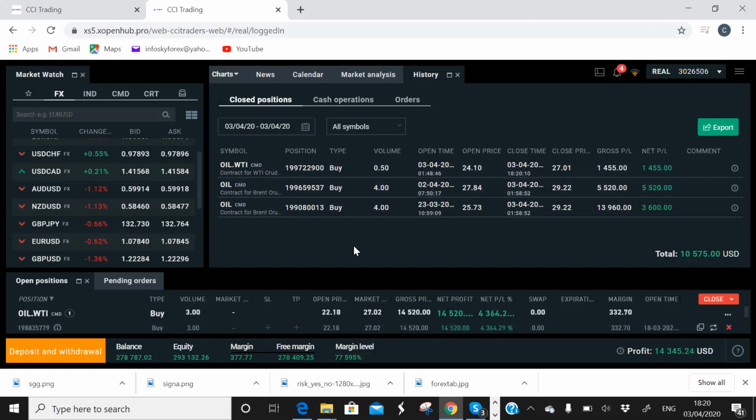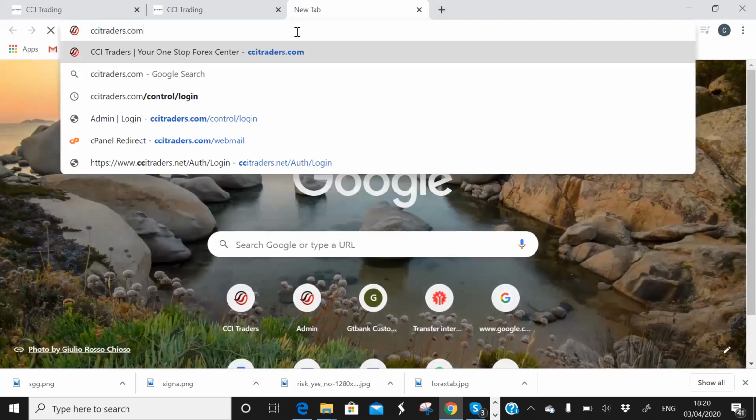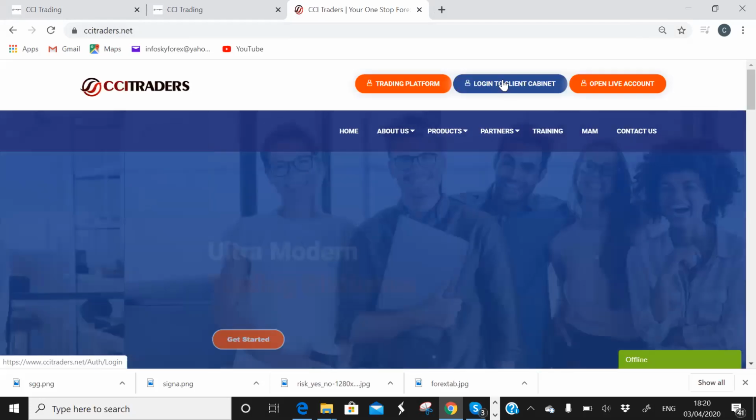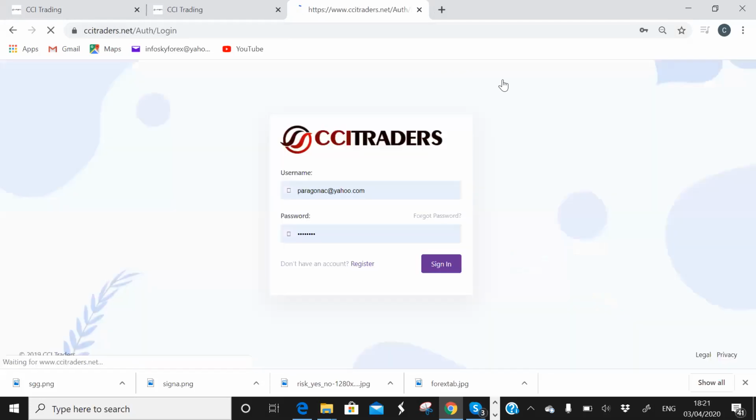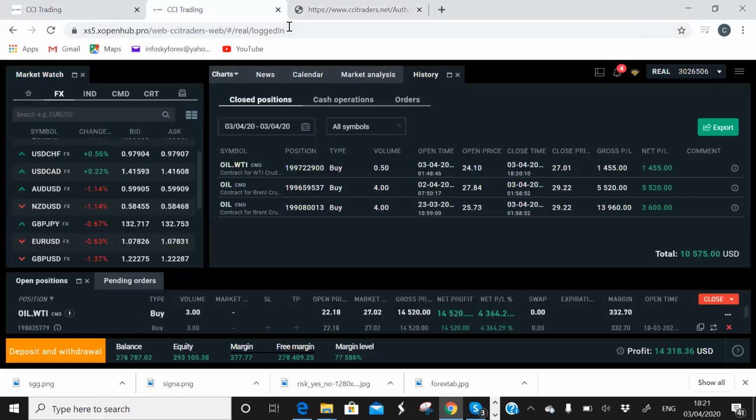Then if I want to make a withdrawal from the account, I'll have to go to the website, click on my profile. Go to ccitrader.com, click on my profile, log in. It's loading. Click on trading cabinet, click on my profile and log in, and I'll be able to make a withdrawal. Yes, that is all you may need to know.